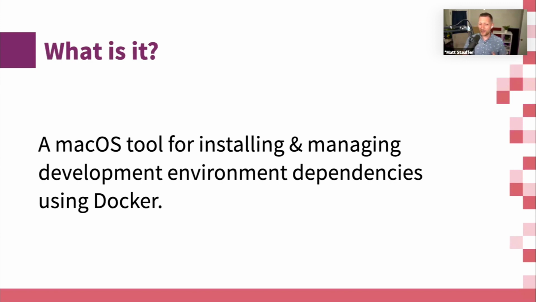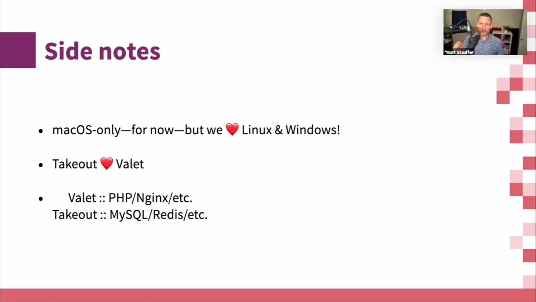So it's a macOS tool for installing and managing development environment dependencies using Docker. It's macOS only for now. We're hoping to get Linux and Windows set up and a GUI as well. But right now we just had to start with what we knew and start with Valet, right? It is meant to pair well with Valet, okay? So Takeout and Valet is a perfect pair. You can use it in other places, but that's our primary target audience.